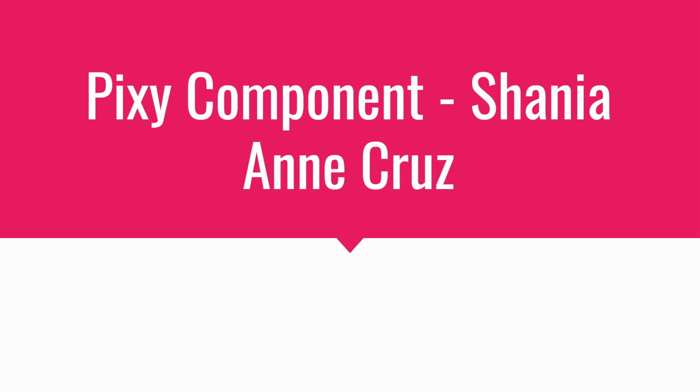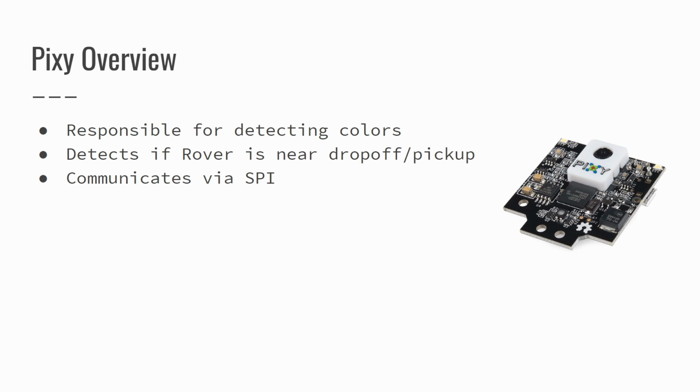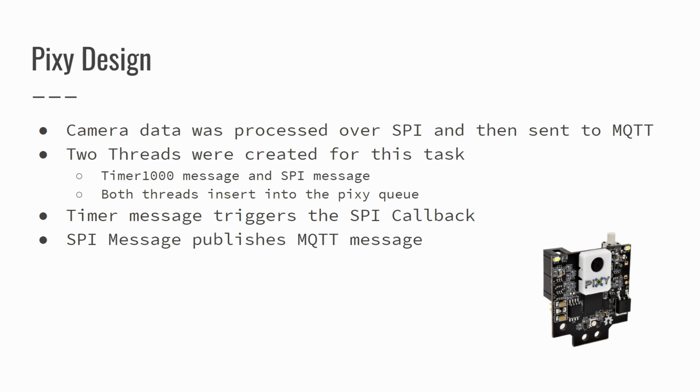Hi, I'm Shania and I worked on the Pixy. The Pixy is responsible for detecting colors in the playing field. This was used if the rover is near a drop-off or a pickup. The communication method used was SPI, as it was the fastest communication offered by the Pixy. There were two threads used for the Pixy, a timer thread and a SPI thread. This is so that the SPI callback can be called in a timely manner.